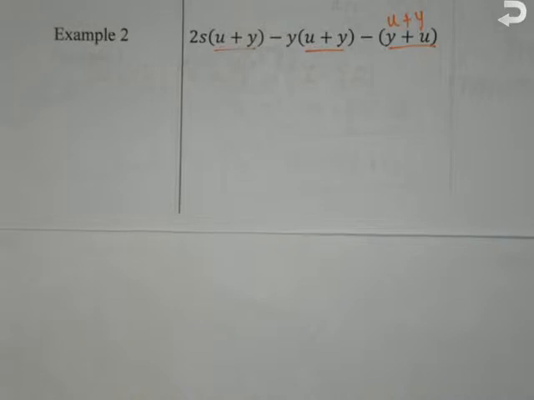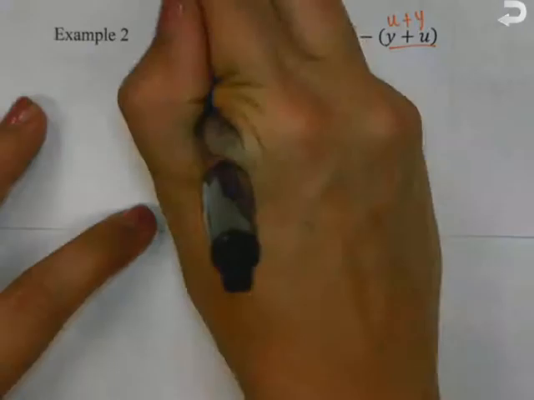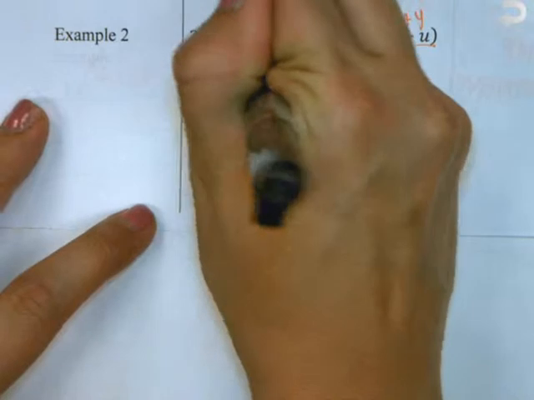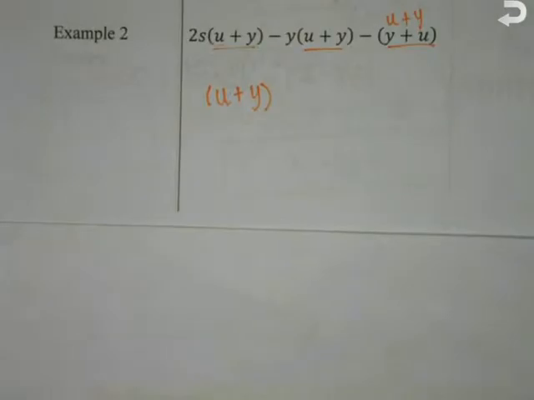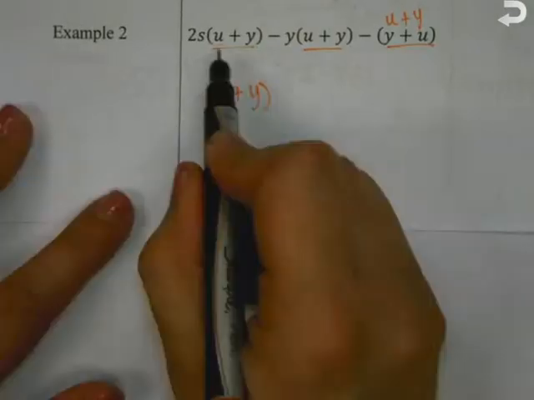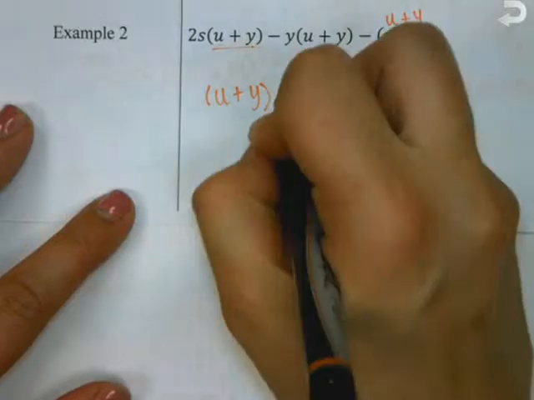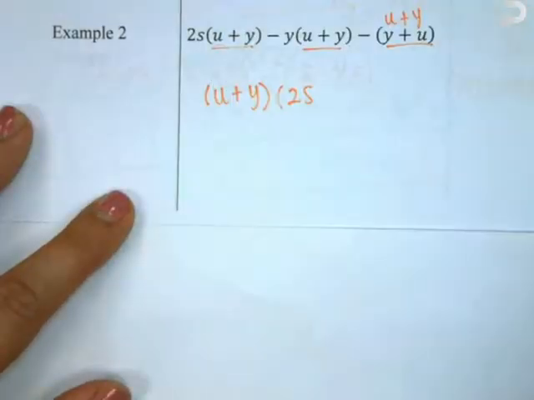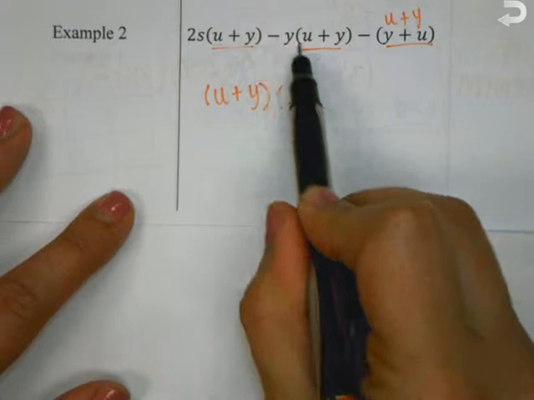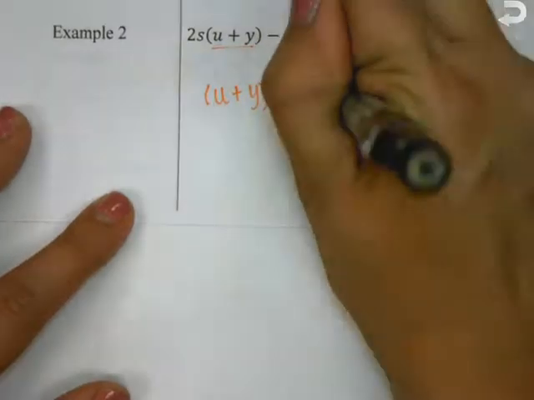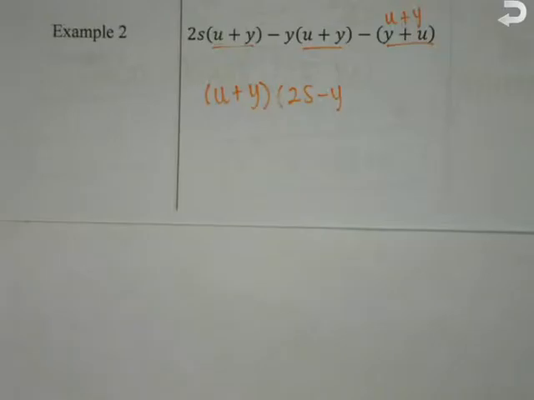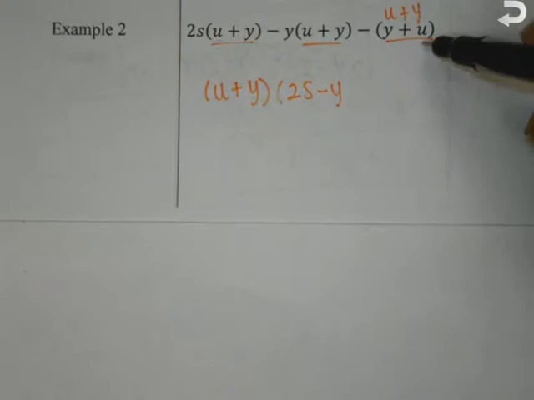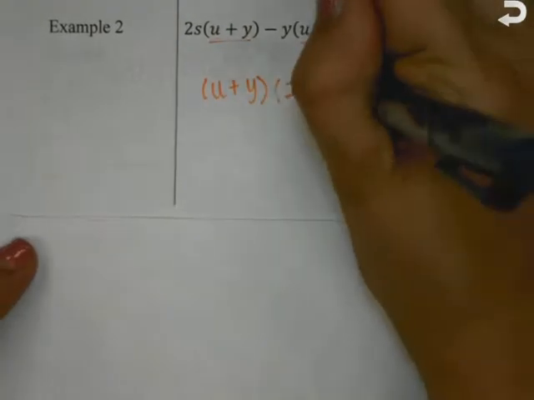Okay, so let's factor out the u plus y. So I'm going to factor out u plus y. And so then what am I left with? From this one I factor out and I'm left with 2s. What about this guy? If I factor out u plus y, what am I left with? Minus y. And what about here? Minus 1. Good. Okay, because anything divided by itself gives us 1. And that's your answer.